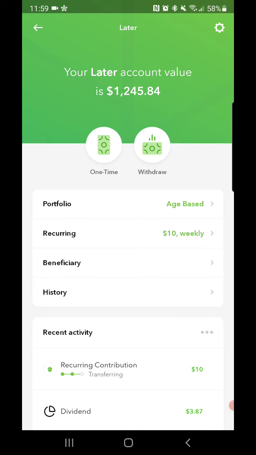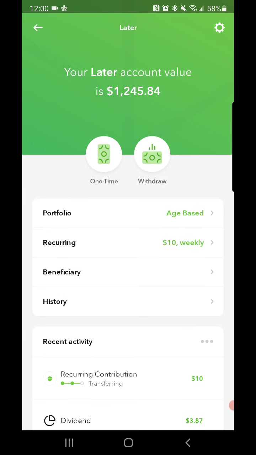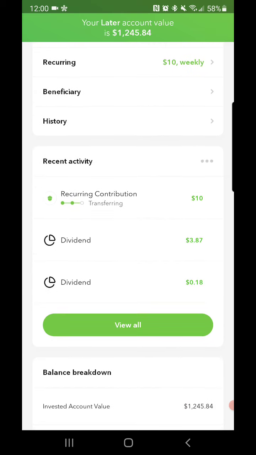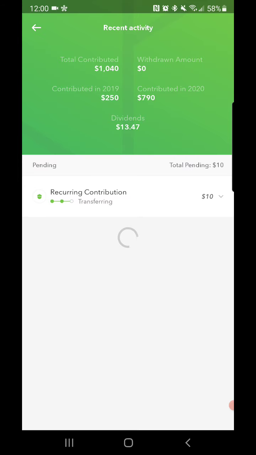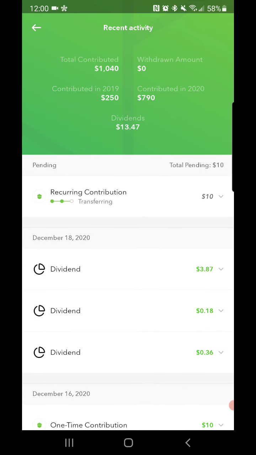And as for my latest account, it's at $1,245.84. Got the recurring contribution of $10 going in there. Had a couple dividends in there as well from last week. Not much, but pretty decent.